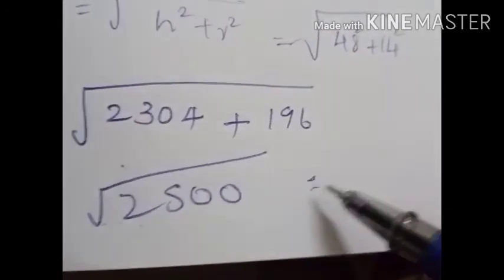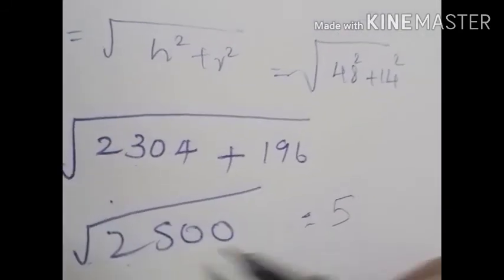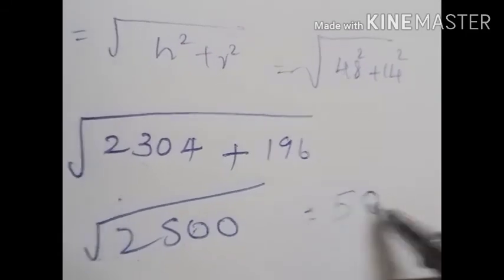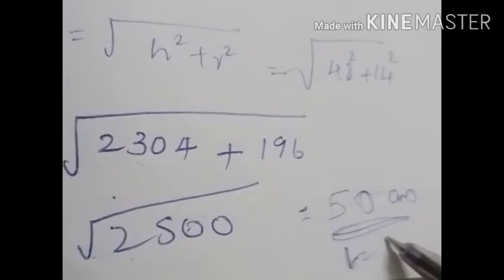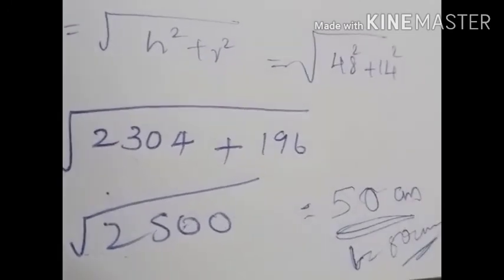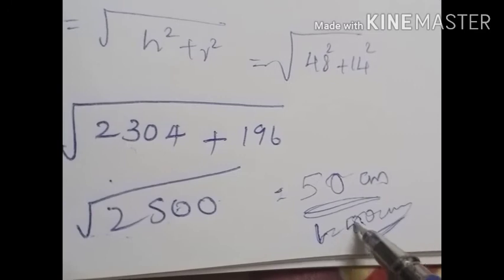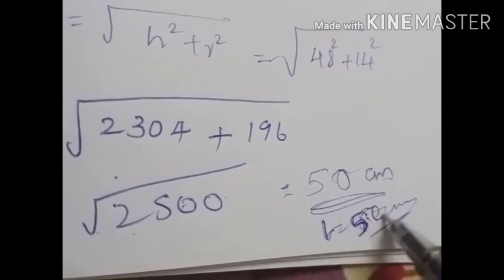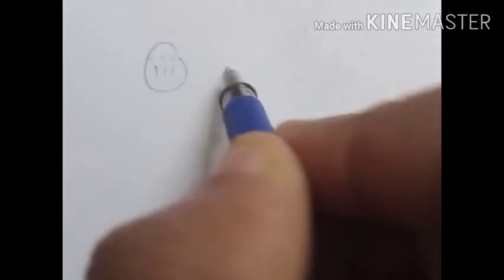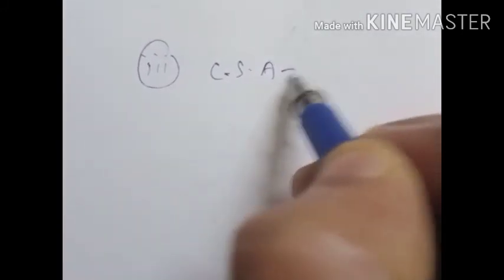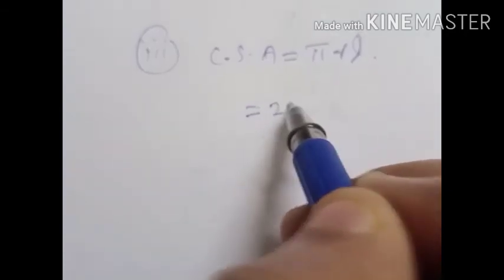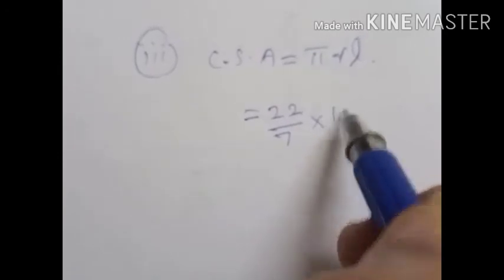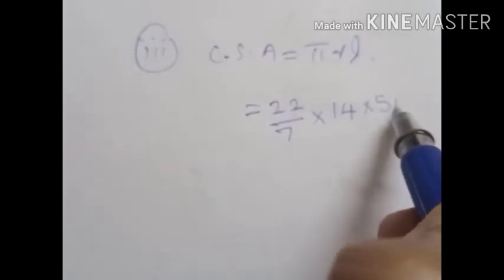Root of 2500. Root of 25 is 5. 2 zeros, root is 1 0. So 50 centimeter. So slant height L equals 50 centimeter. Okay. Then the third sub question is find the CSA of the cone. So CSA of the cone is pi r L. Then we have to substitute the values. Pi 22 by 7, r is 14 and L we got as 50.